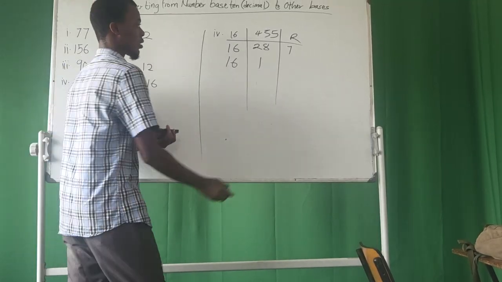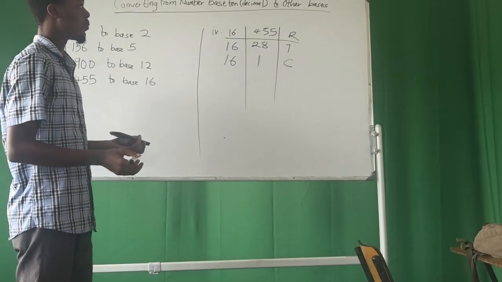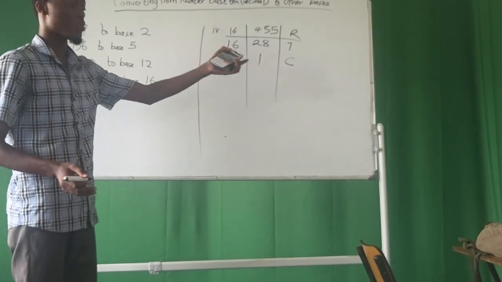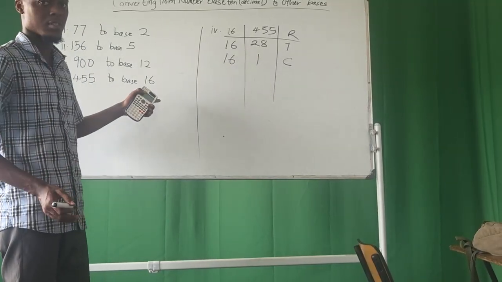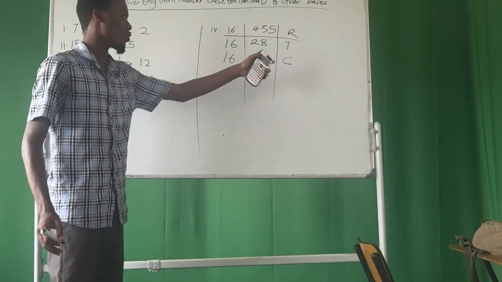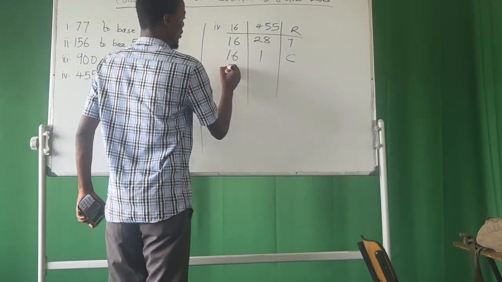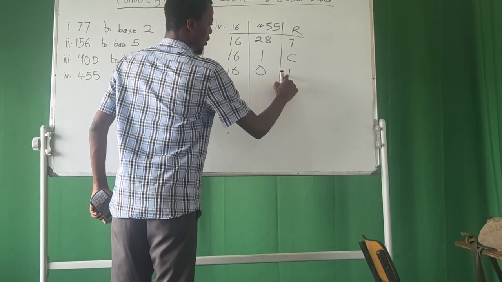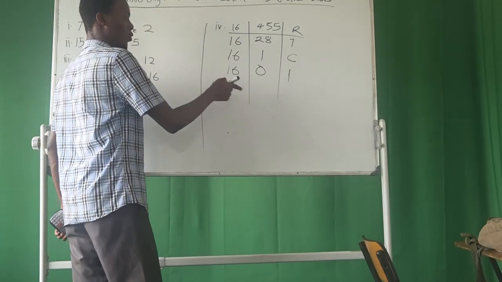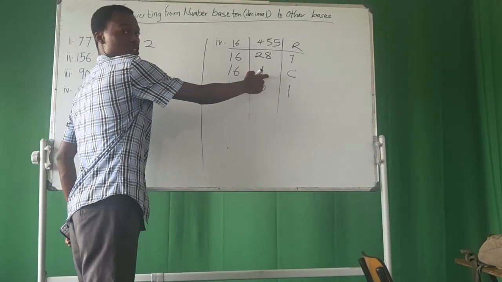So now this is C. Since the remainder is 12, you don't write 12 directly because this is base 16. Instead of 12, you write C. So once again, 16 goes into 1 zero times, remainder 1, which will give us 1.